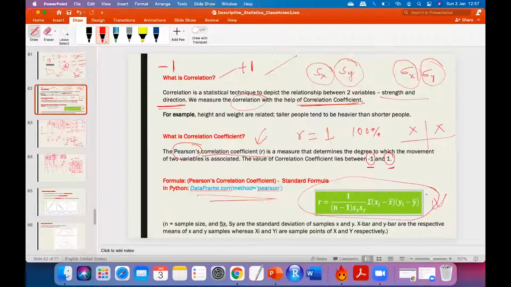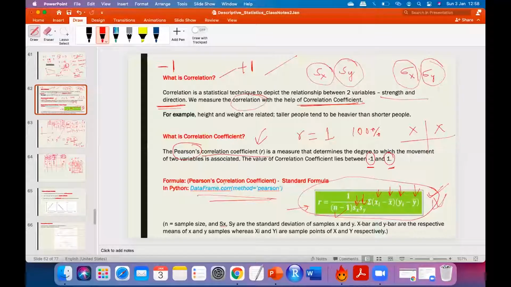I'm not going to explain this formula because all of you know what all these things are. Xi is the individual data point of X variable. This is mean of X. This is the individual data point of Y variable. This is mean of Y. And you know, Sx, Sy, I have already explained, standard deviations. Clear? But you will never use this formula. Just for reference I have given.